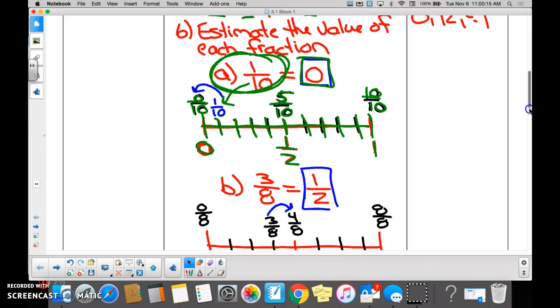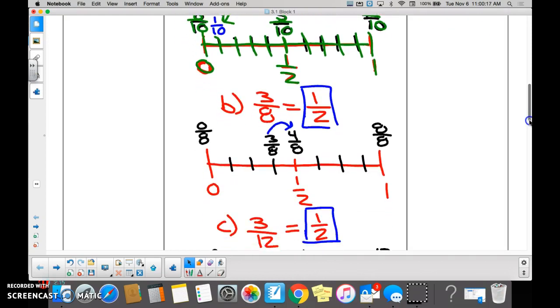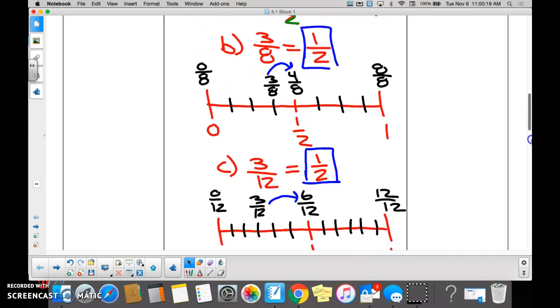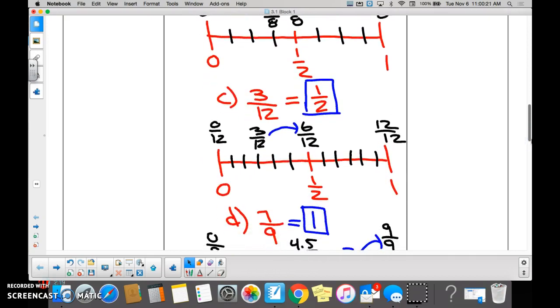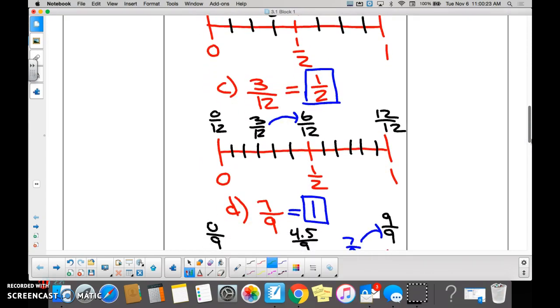B, you can take a look at that one on your own. We got 1/2. C was a little trickier. I'm not going to run through the whole process, but we graphed 3/12 right here. And 3/12 was 3 steps away from 1/2, and then it was 3 steps away from 0. So we said the answer was 1/2. Can someone raise your hand and say why we went with 1/2? Alice? If it's in the middle, we give it a shove, just like the number 5. 5 and above, give it a shove.